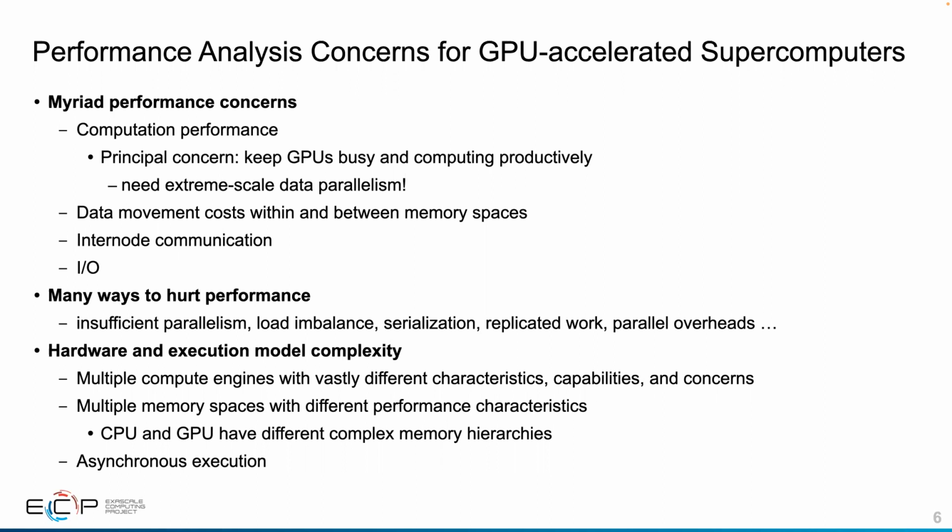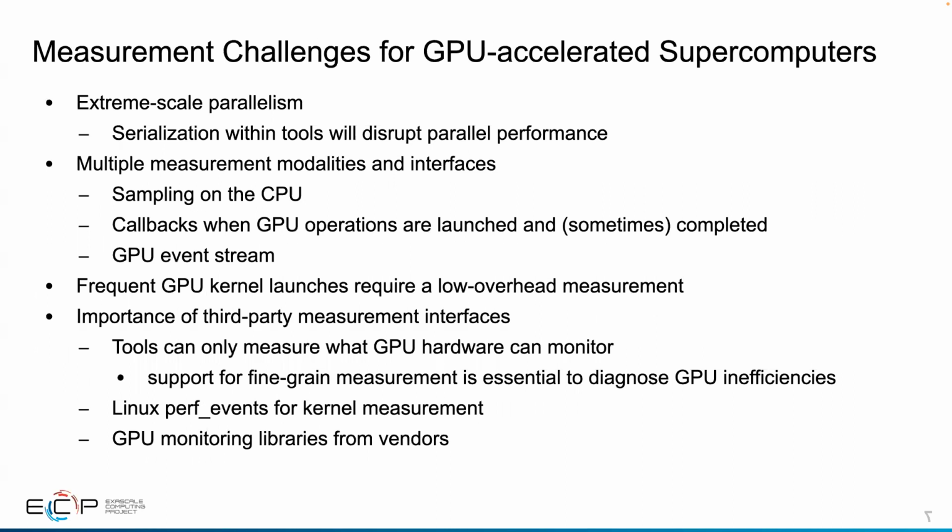And I mentioned already that there are different memory spaces for the CPU and GPU. They each have their own complex memory hierarchies, and importantly, they're different. And finally, when we're computing on GPUs, the model for computing on the GPUs is to asynchronously offload computations. And so that means that we're measuring asynchronous computations on the GPUs, and that complicates the measurement as well as the execution model that you have to deal with.